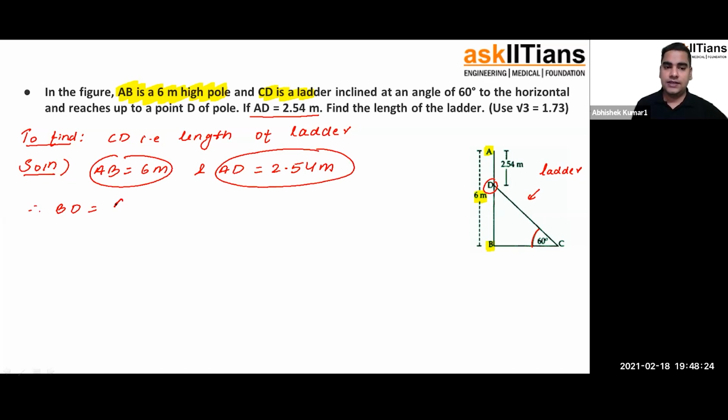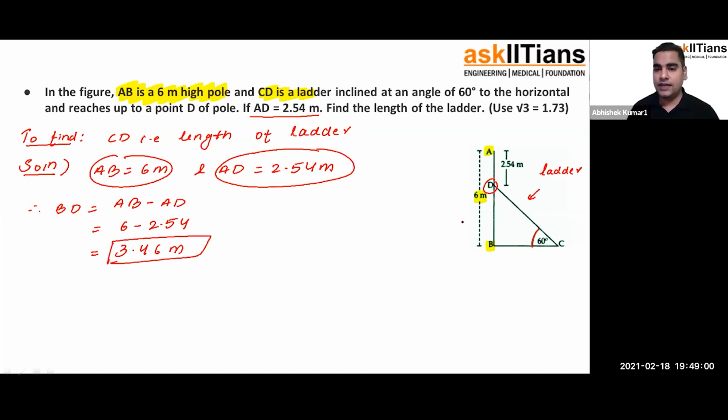BD, which is the difference of AB and AD, will be given by 6 minus 2.54. So what will you get if you subtract 2.54 from 6? You will be getting 3.46. Yes or no? Because if you add 3.46 to 2.54, you get 6. Because 6 plus 4 is 10, 5 plus 4 is 9, then 1 carry. So you get 0. Then 3 plus 2 is 5 and 1 carry, so it gives you 6. So the value of BD is 3.46 meter.